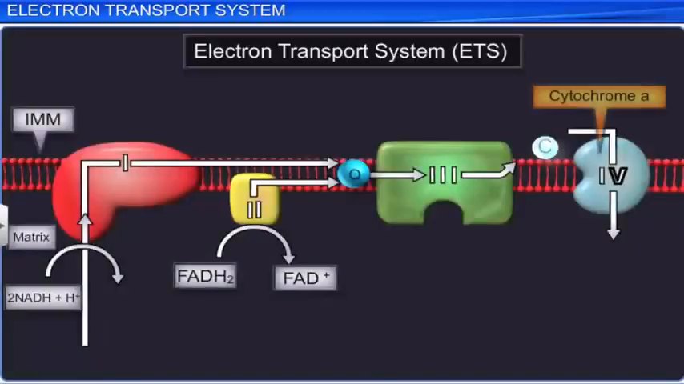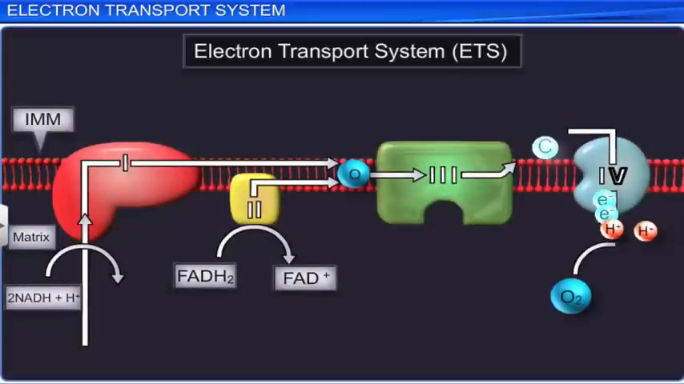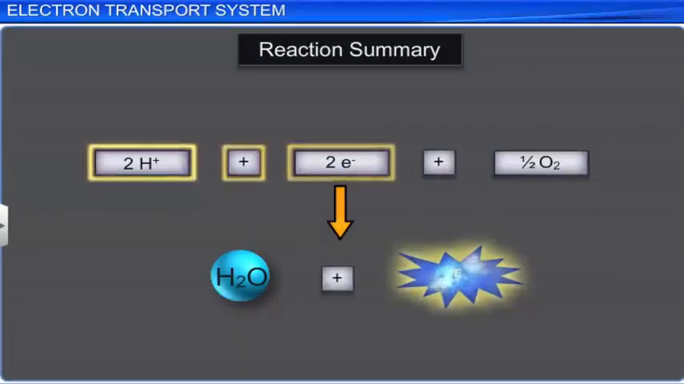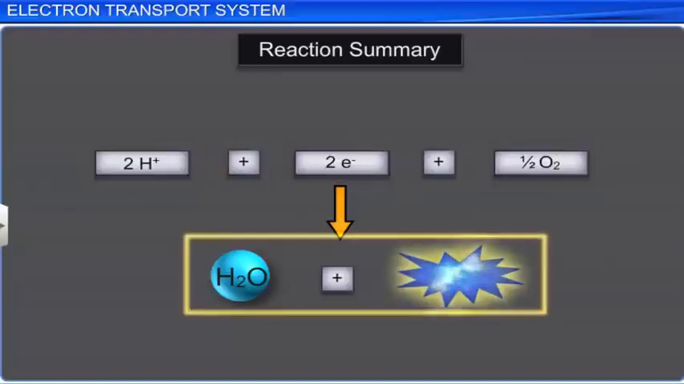Complex 4 contains cytochrome a and cytochrome a3. It transfers the electrons to the final electron acceptor, oxygen. Oxygen, on receiving the electrons, reacts with 2H+ ions and reduces to water and thereby drives the ETS. This reaction can be summarized as 2H+ + 2e- + 1/2 O2 gives H2O + energy.